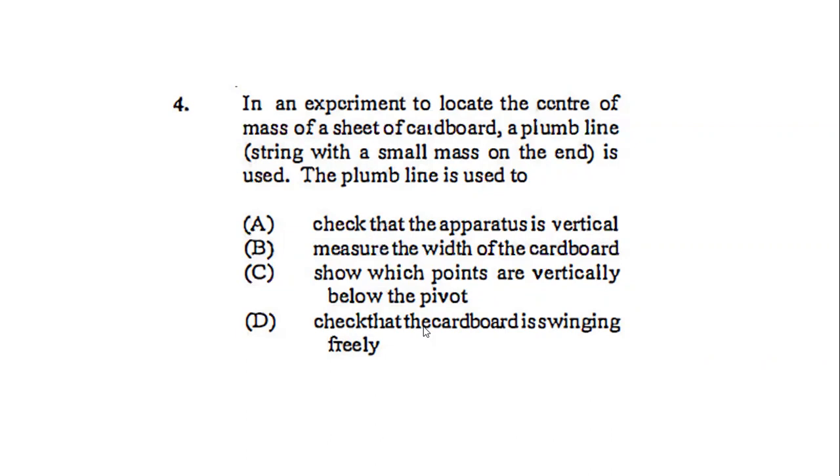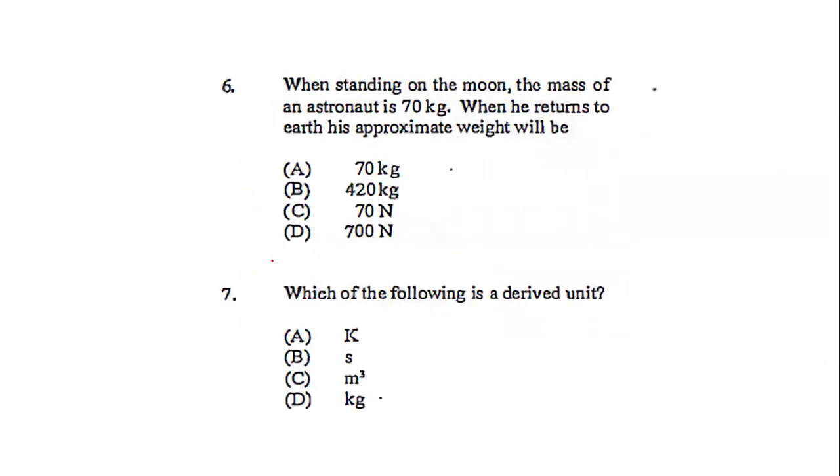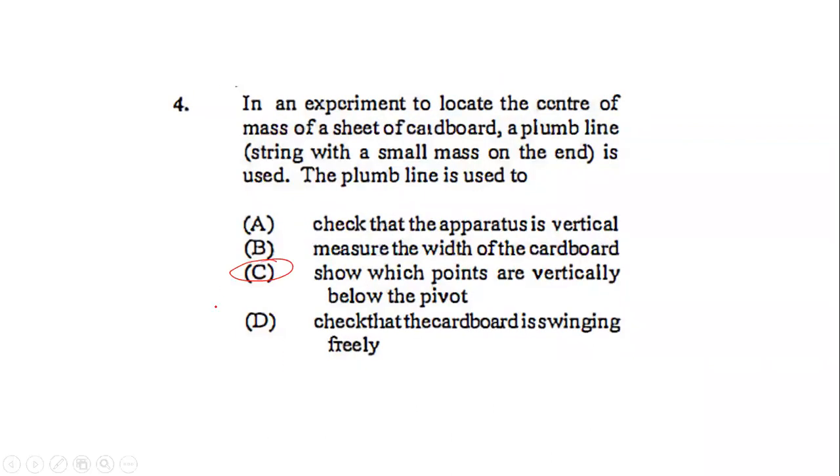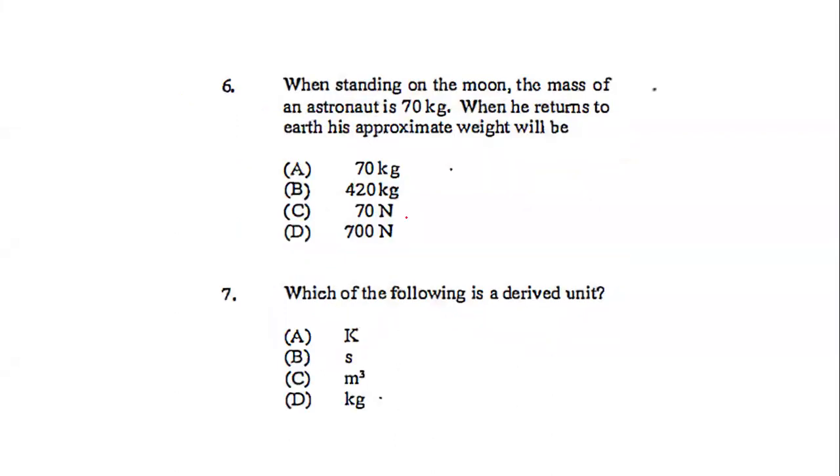All right, so question 4, it simply asks you, in the experiment to locate the center of gravity, why do we use a plumb line method basically? And yes, I'm seeing the answers coming through there. It is C, to show which points are vertically below the pivot. So question 6 we worked already. So question 7 now.